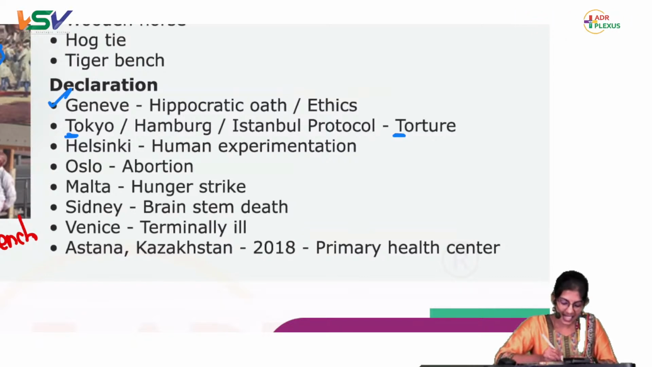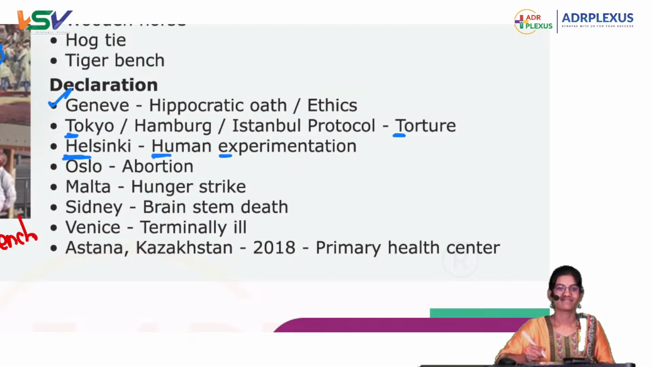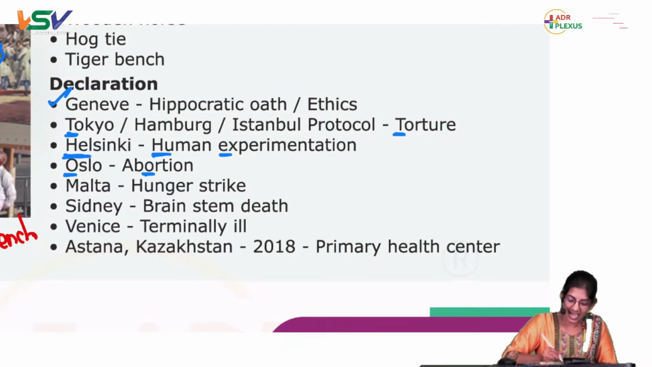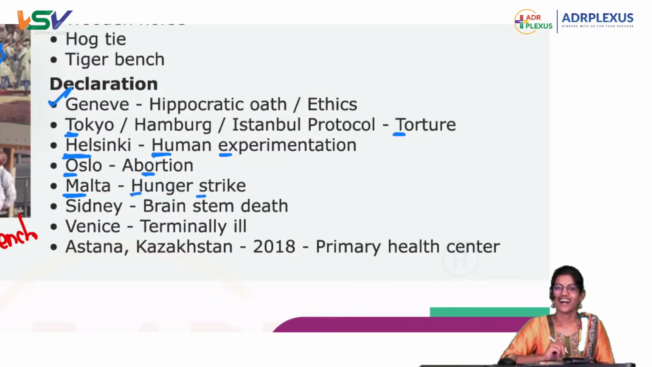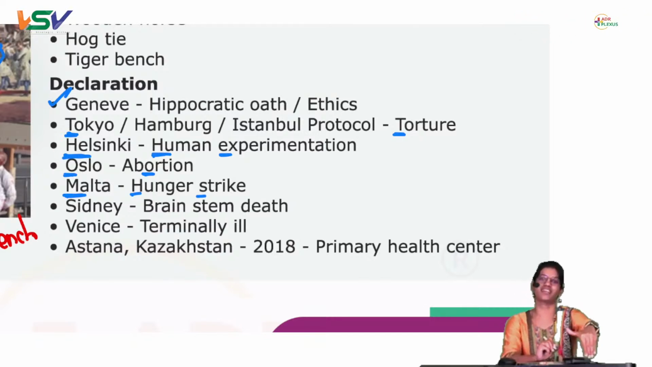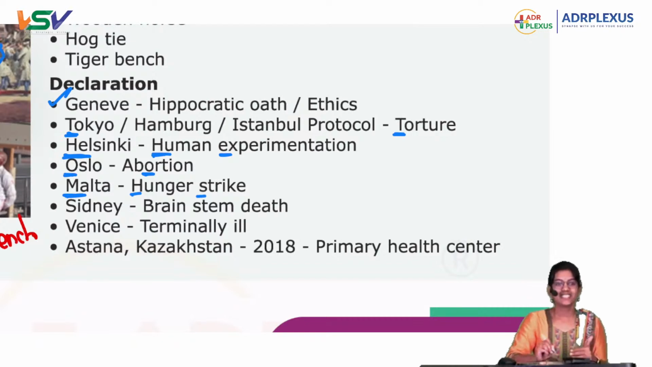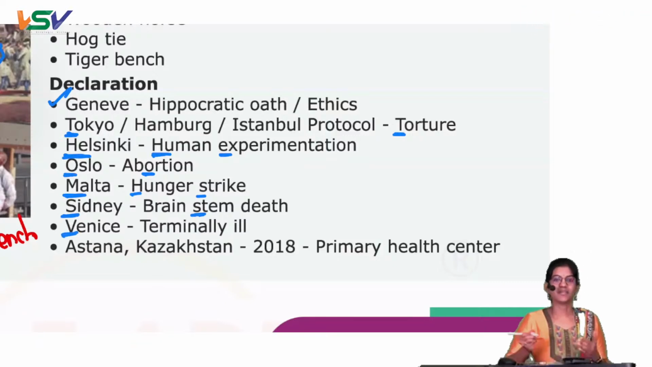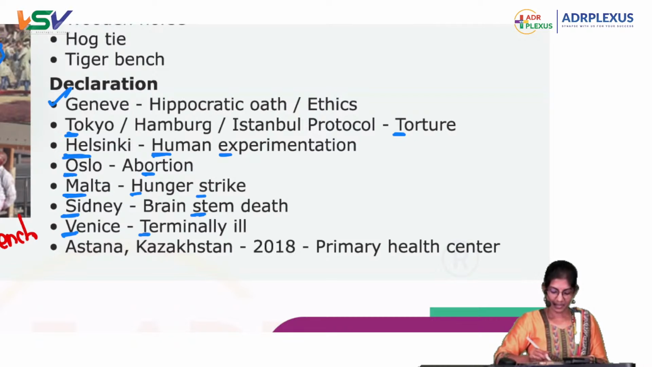Okay. Helsinki, H-E, human experimentation. Oslo, O for abortion. Malta, hunger strike. See, I remember it as hunger strike produces malnutrition, Malta. Okay. Sydney, brainstem. Yes for brainstem. Venice, terminal illness.